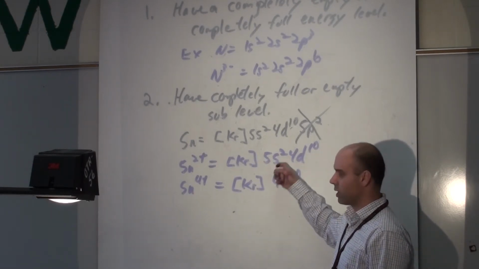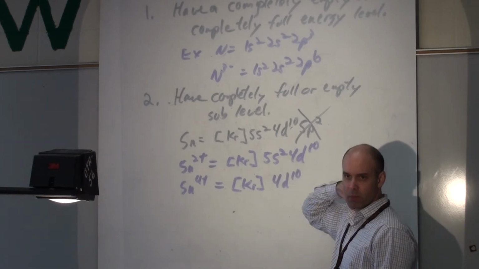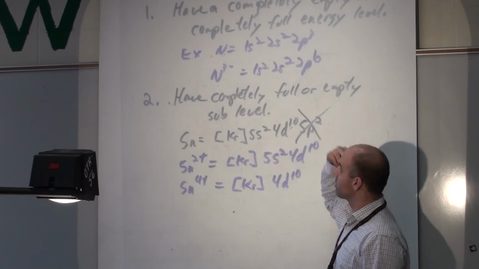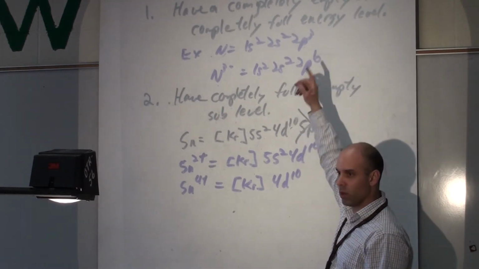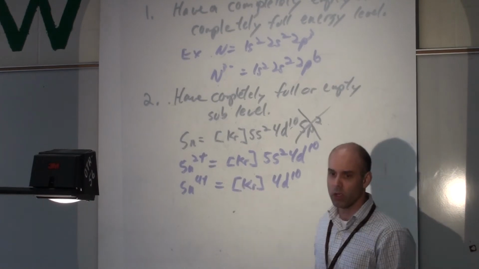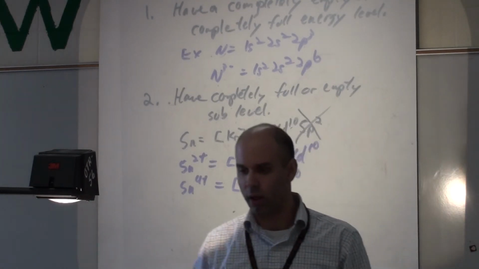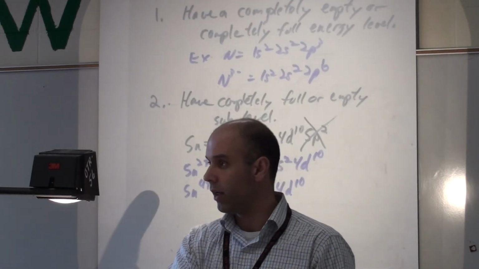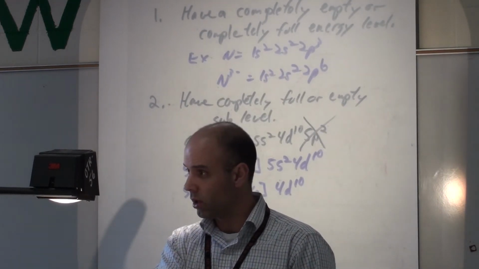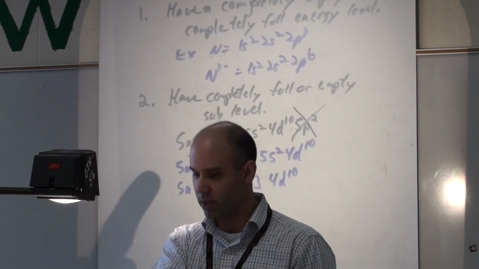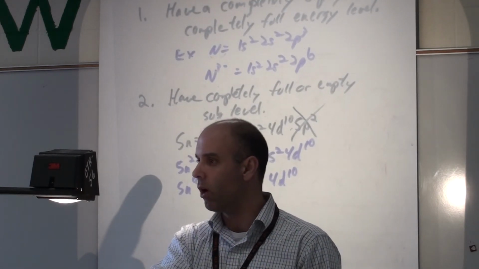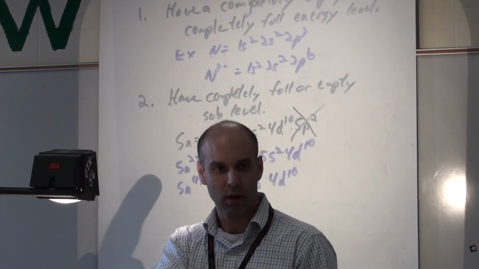So which do you think tin would like to do more of? Plus 4 or plus 2? Which one is the better rule, 1 or 2? One's the better rule. Which one gets rid of a whole level? Plus 4. So tin prefers to be a plus 4. You'll do the plus 2, and that's why, Ms. Rosenbaum, if you go to your appendices, you'll see that tin forms 2 charges.